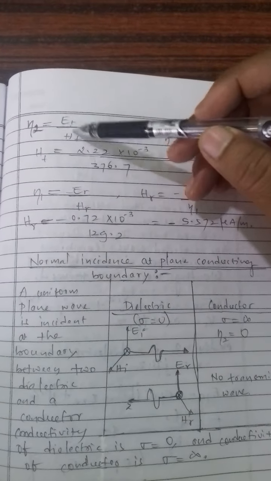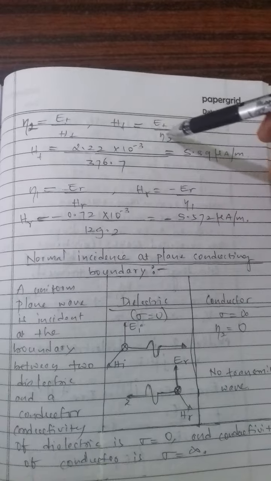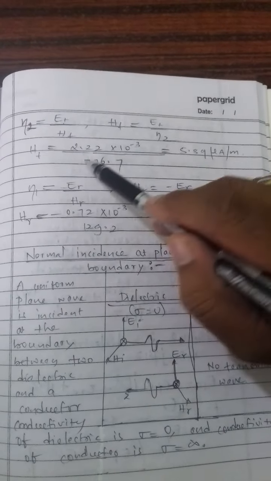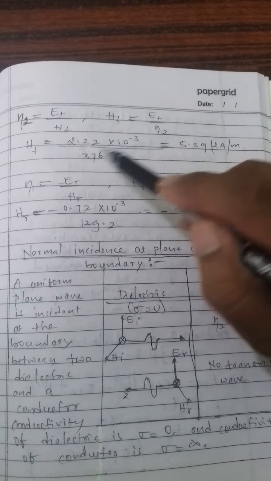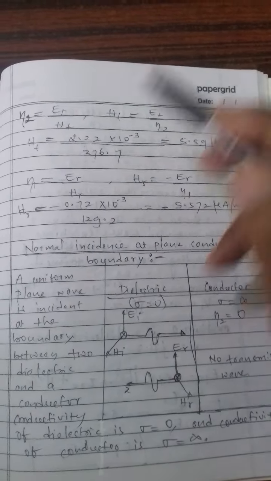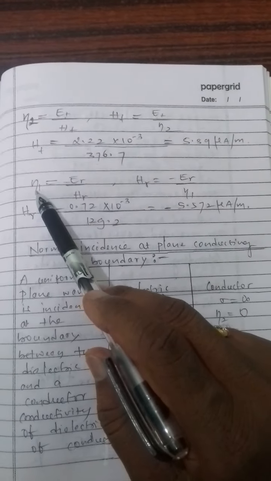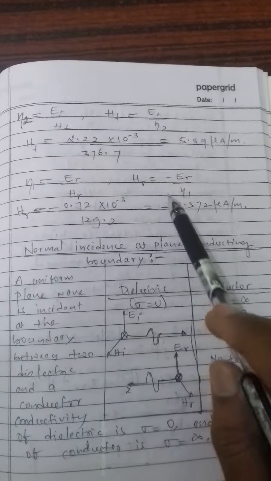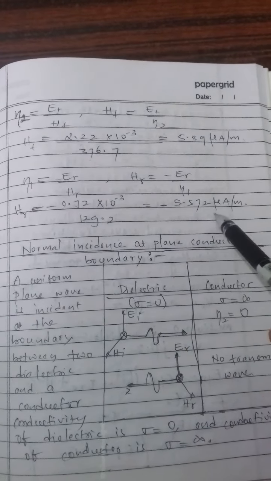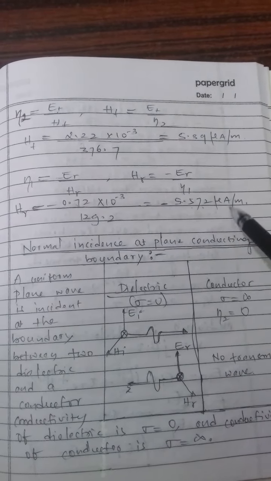Neta 2 is equal to ET upon HT, and HT is equal to ET upon neta 2, so that HT is 2.22 into 10 raised to minus 3 upon 376.7, which is 5.89 microamperes per meter. ER upon HR, and HR is equal to minus ER upon neta 1, which is 5.572 microamperes per meter.